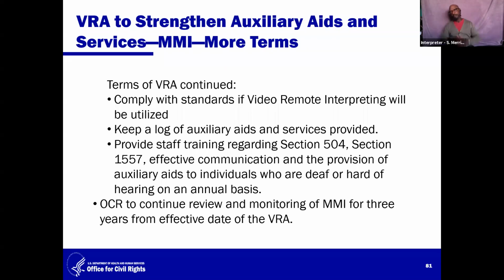It also required that they comply with certain standards if they adopted video remote interpreting, that they keep a log of auxiliary aids and services provided so that we could review that, and that they provide regular staff training regarding Section 504, Section 1557, effective communication, and the provision of auxiliary aids to individuals who are deaf or hard of hearing on an annual basis. And we will continue to monitor MMI's compliance with 504 and 1557 for 3 years.